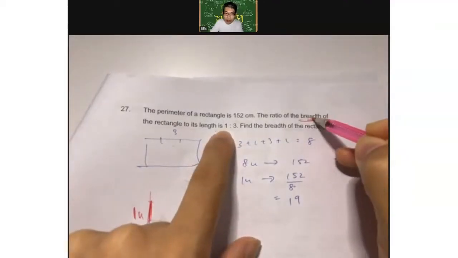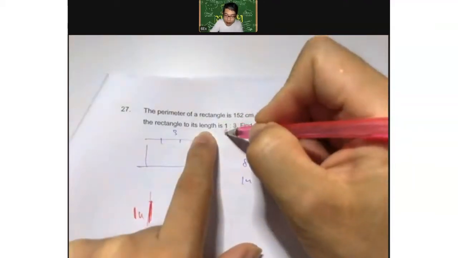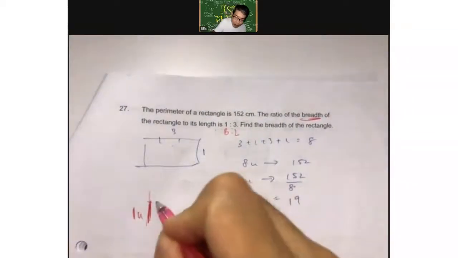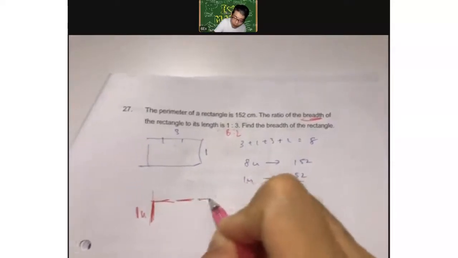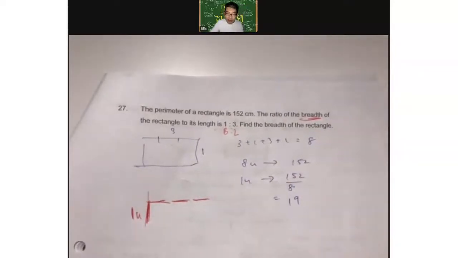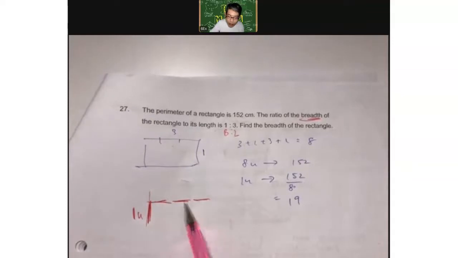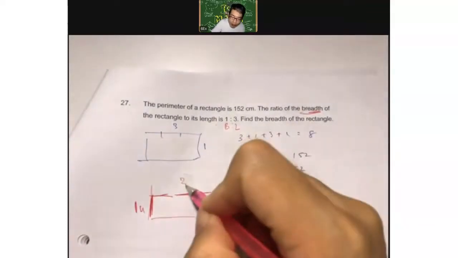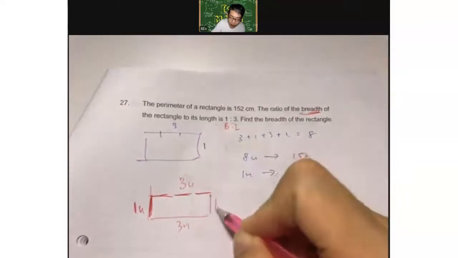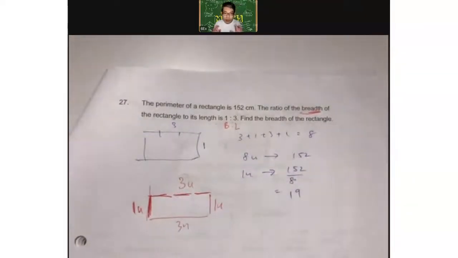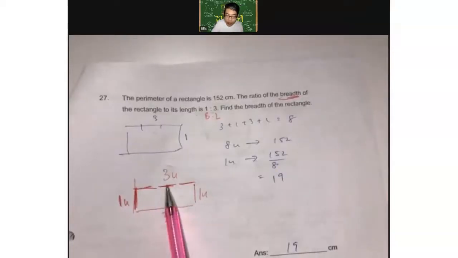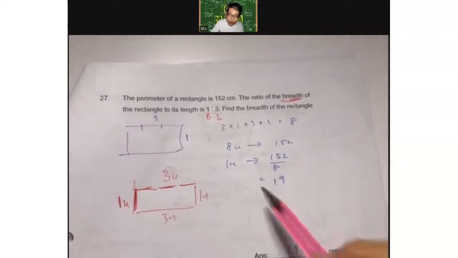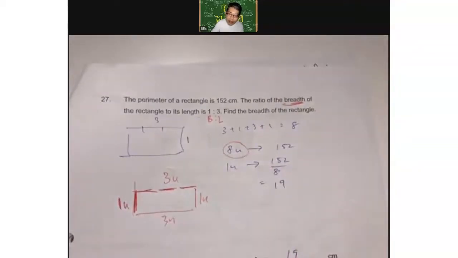The ratio of breadth to the length. So this is the breadth, this is the length. So the breadth is 1 part, then the length will be 1, 2, 3 parts. Pardon the shaking. So if I draw the rectangle, it means this is 3 parts here, 3 parts, and this is 1 part. So if I count the perimeter by parts, it's 1 plus 3 is 4, 4 plus 1 is 5, 5 plus 3 is 8. So the perimeter is actually 8 parts or 8 units.